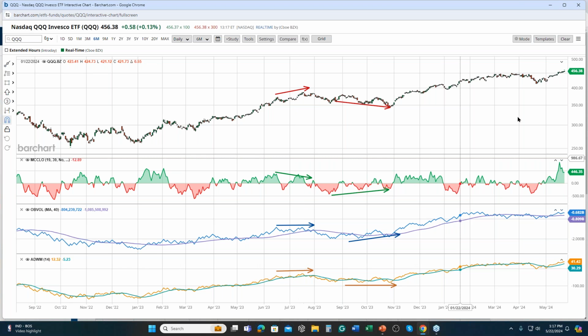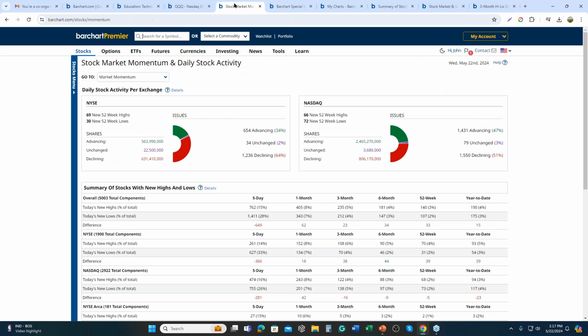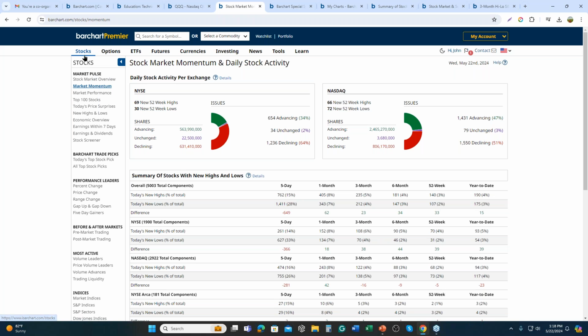Let's get to where our creativity can really help us fabricate some unlimited ways of measuring breadth. So the first place I want to start is on one of the pages that I visit every day. I look at this page twice a day, once in the morning around 10:30, and again after the close. And this page is in our stock under the momentum.